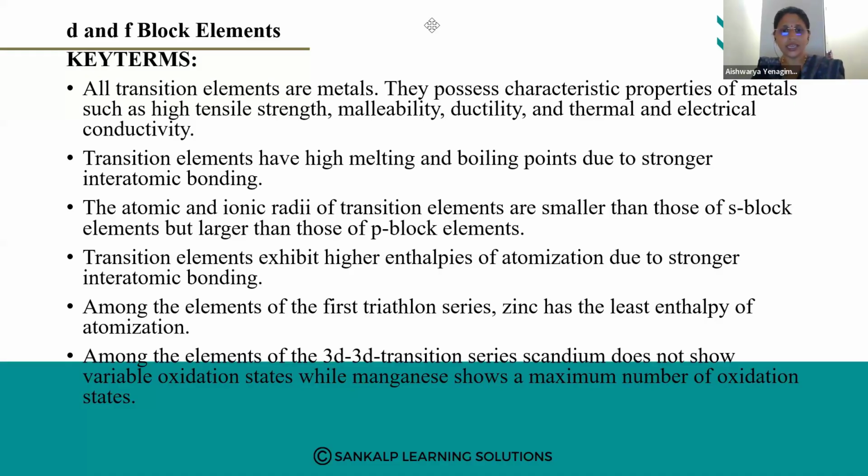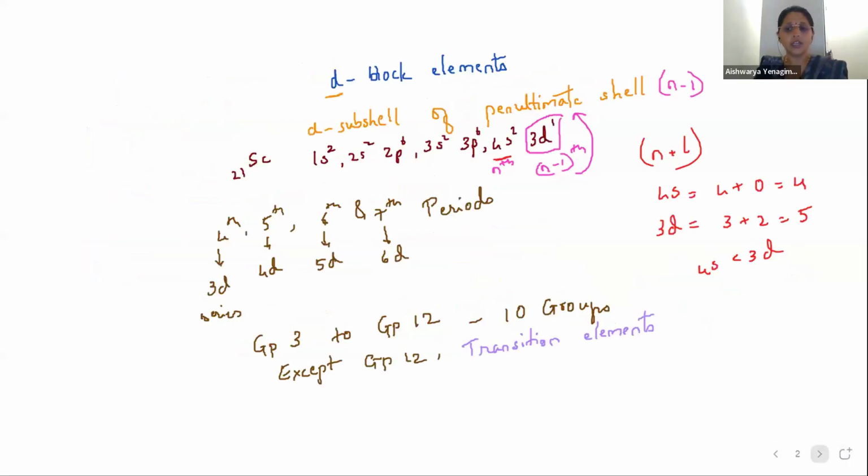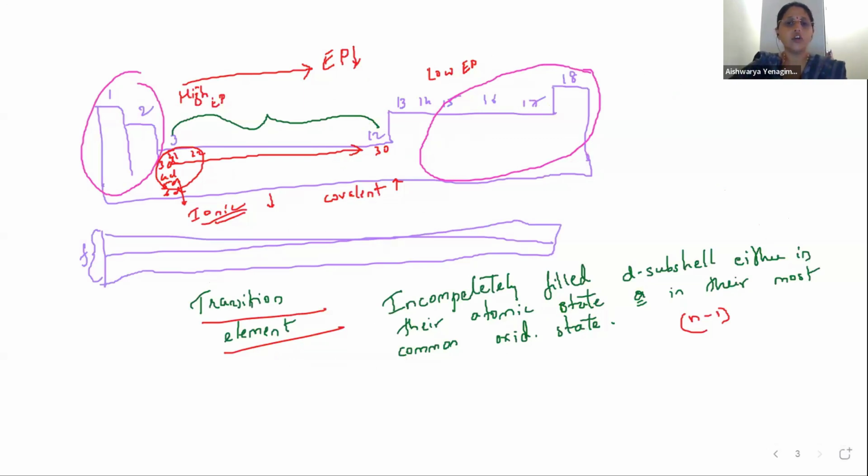So here, let us see once again the properties of transition metals. In order to understand the properties of transition metals, we need to first understand the electronic configuration of transition elements. What is the electronic configuration of transition elements? When we talk about the general electronic configuration of all the d block elements, we write it like this: noble gas configuration, no need to write 1s2 2s2.